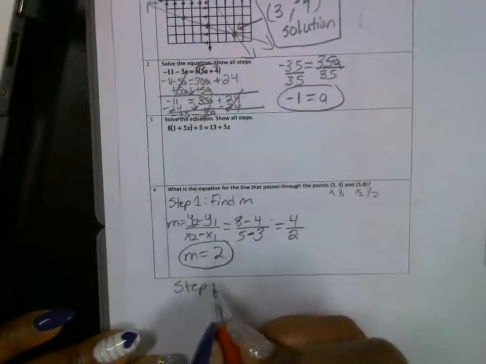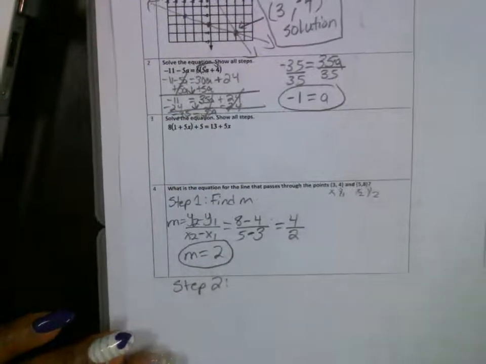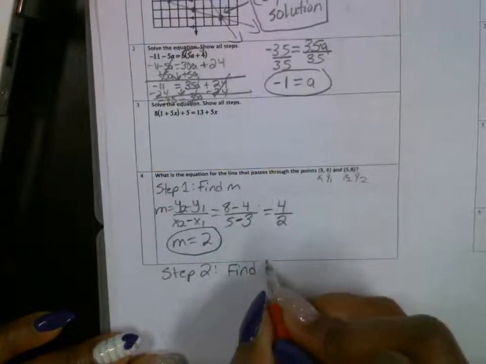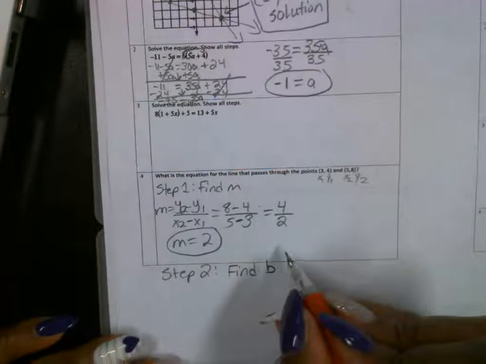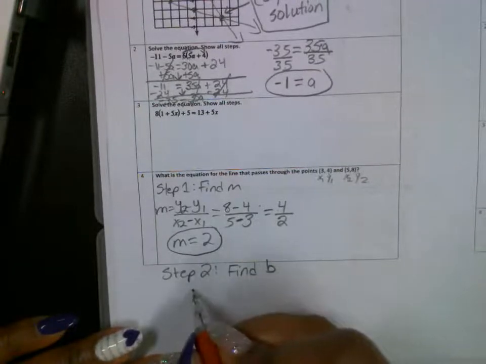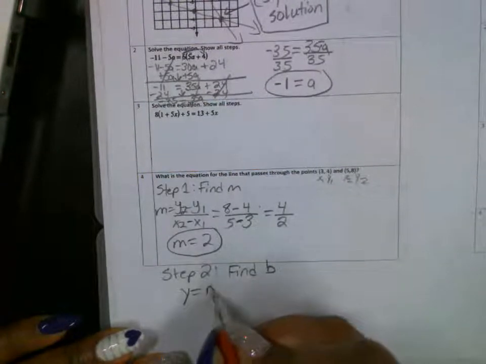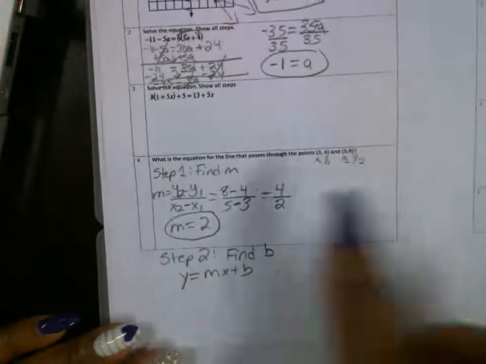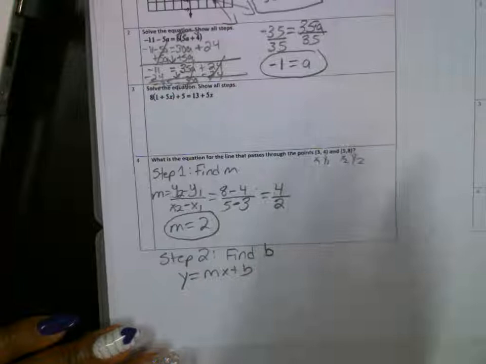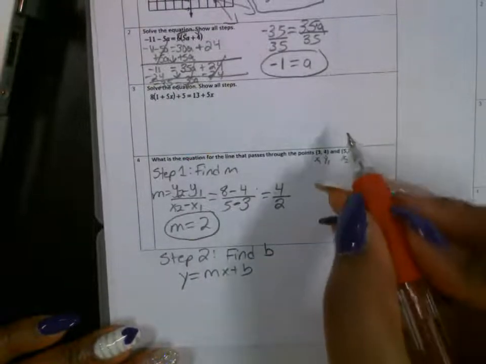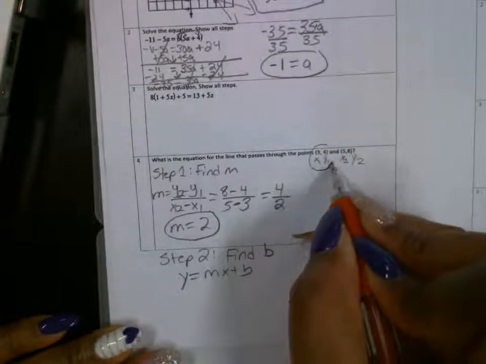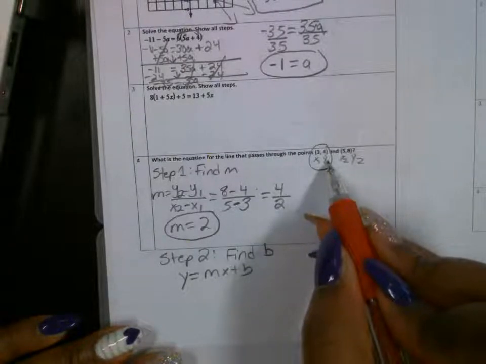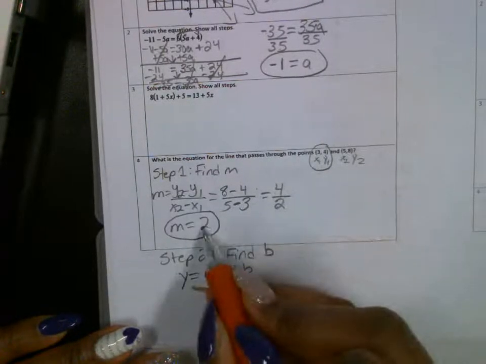Step number 2, we went through this in class. You have notes on this, okay? Is to find your y-intercept or your b. To find your y-intercept, you use the slope-intercept form, y equals mx plus b. Okay? So you're going to take one of the 2 points that we use, choose the easiest point. Remember we talked about that? Let's choose this because these numbers are smaller. This is going to be my x, this is going to be my y, and this is my m.